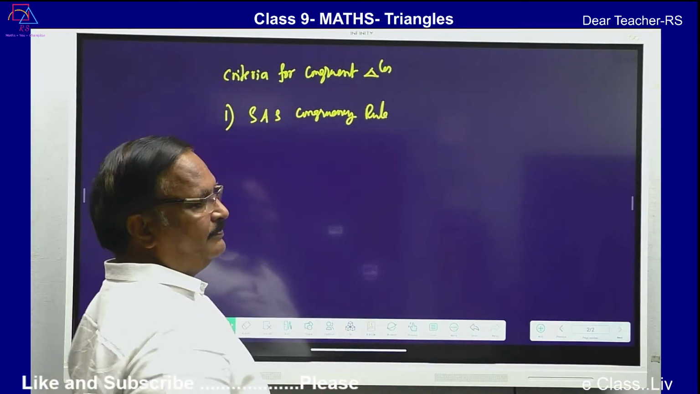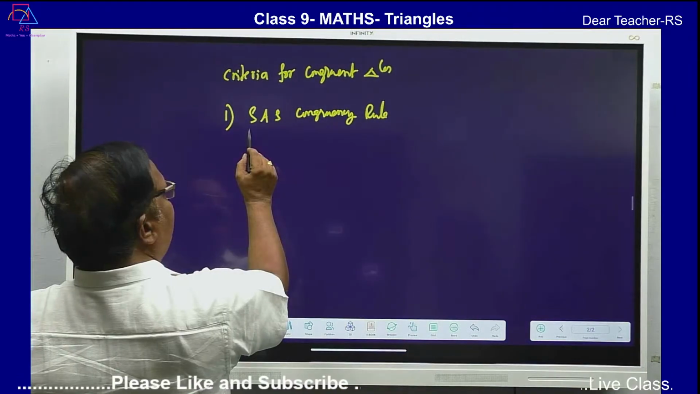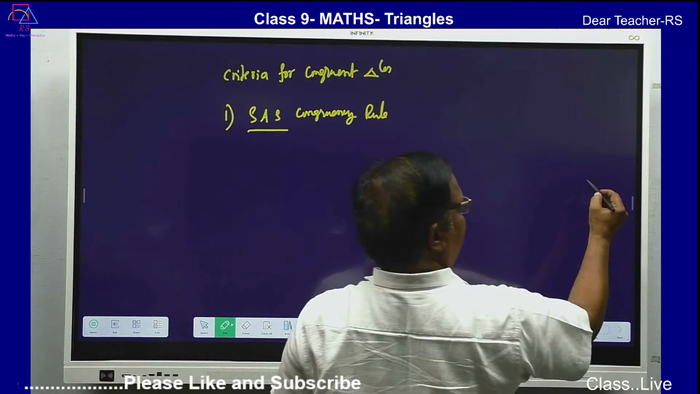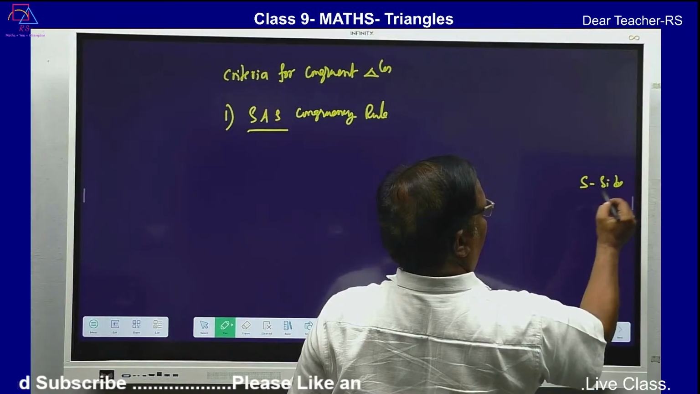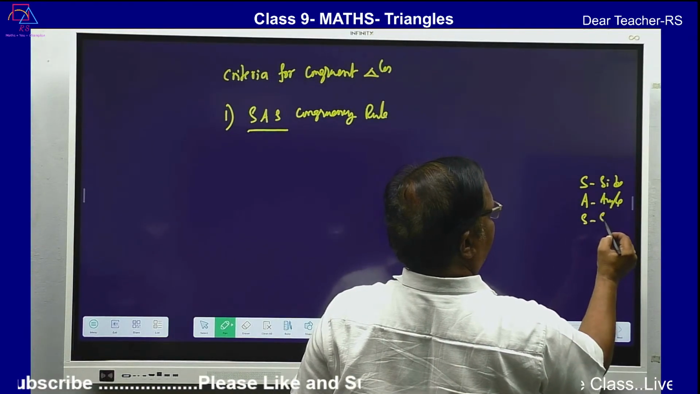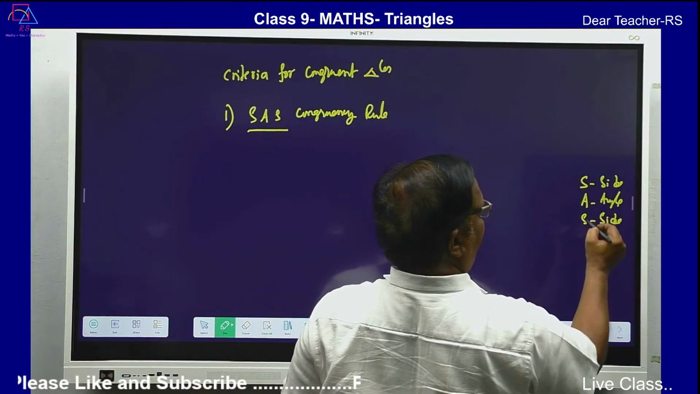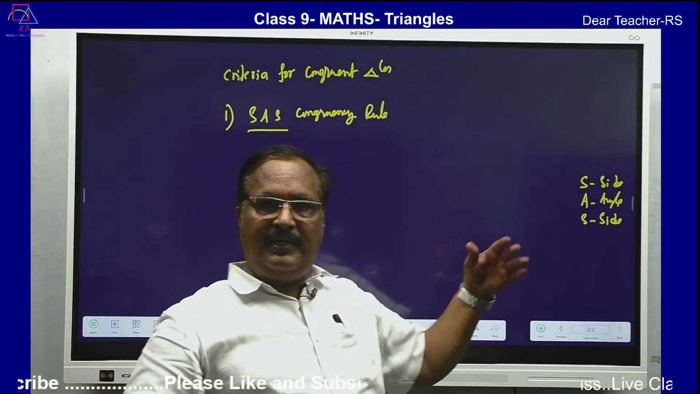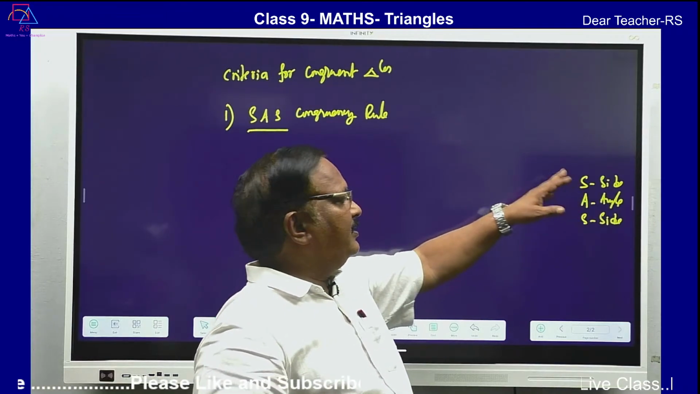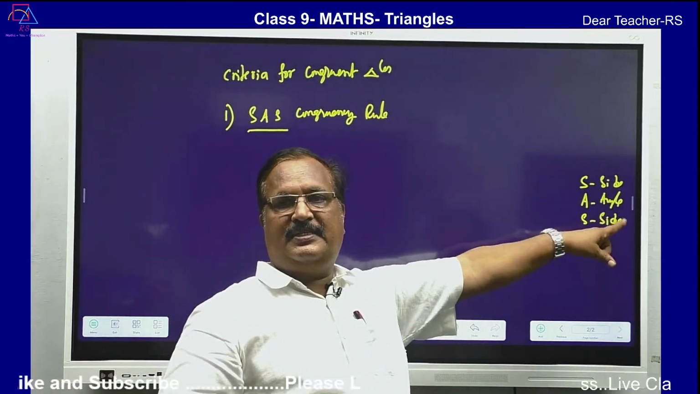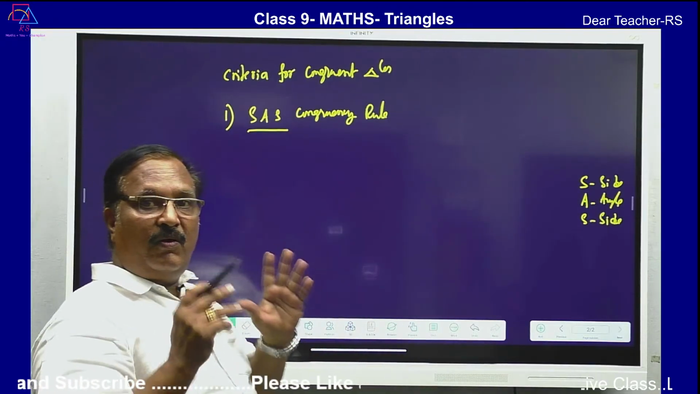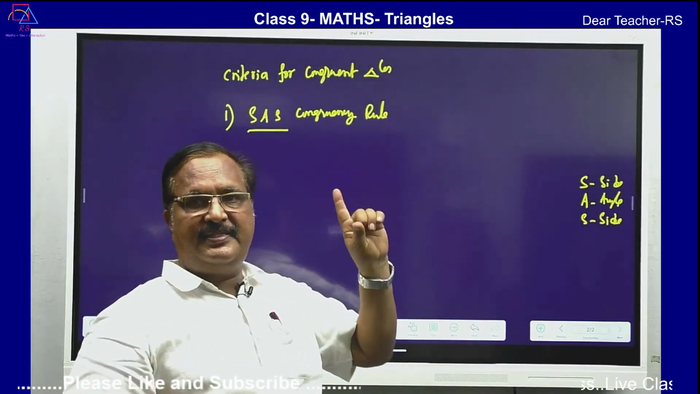This is an axiom. In short, it uses only 3 parts. SAS means side, angle, side. S means side, A means angle, and S means side. The angle is between the 2 sides. So if 2 triangles exhibit this, then we say that both triangles are congruent by the SAS congruency rule.